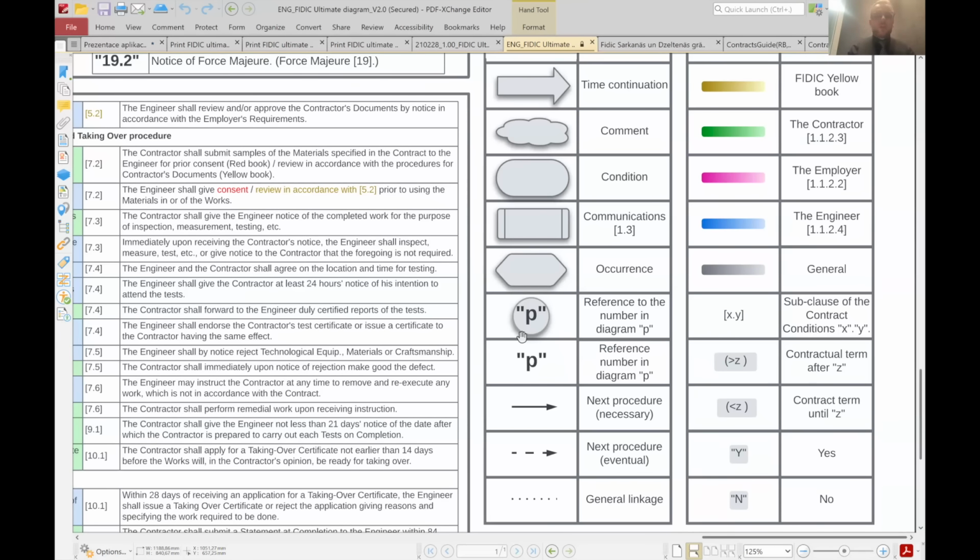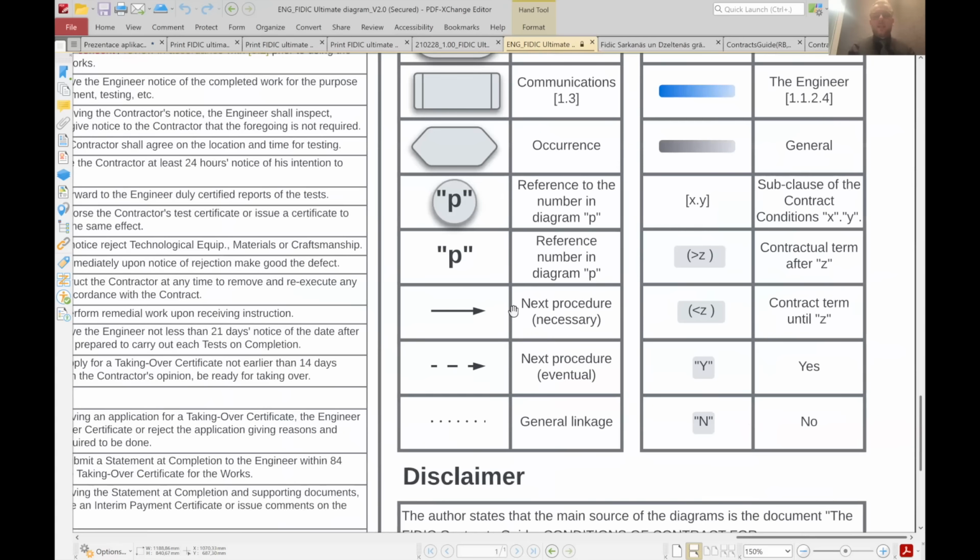Just to give an example, in this diagram we have quite a lot of references to other parts. So when I'm referencing 20.1, I'm referencing this area. I'm jumping through the diagram to other parts of the diagram. I hope it's kind of easy to understand. Again, quite important parts of the diagram are the arrows.